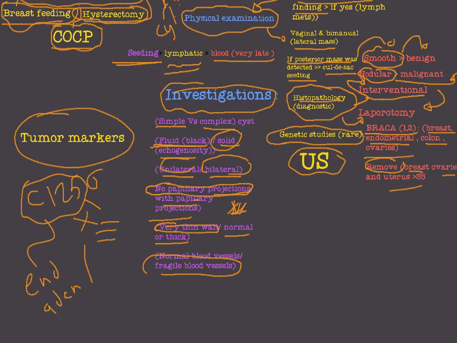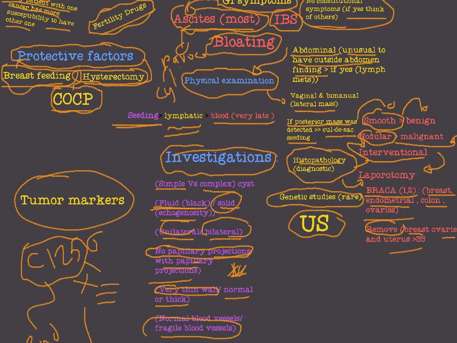So the most important is histopathology. Before histopathology we do ultrasound, to distinguish simple from complex cysts, and genetic studies. In the next video I'm going to talk about the types of ovarian cancer, and I'm going to talk briefly about the management of ovarian cancer, chemotherapy, etc.